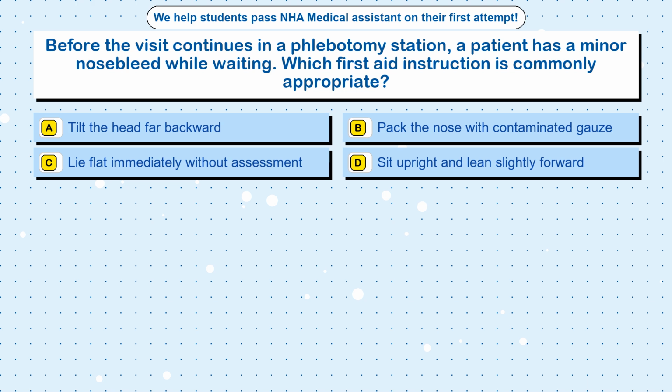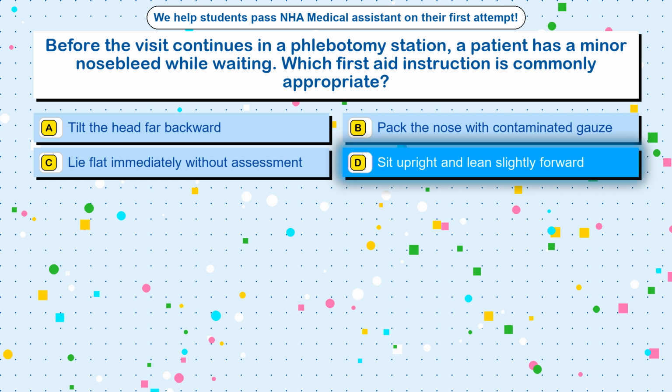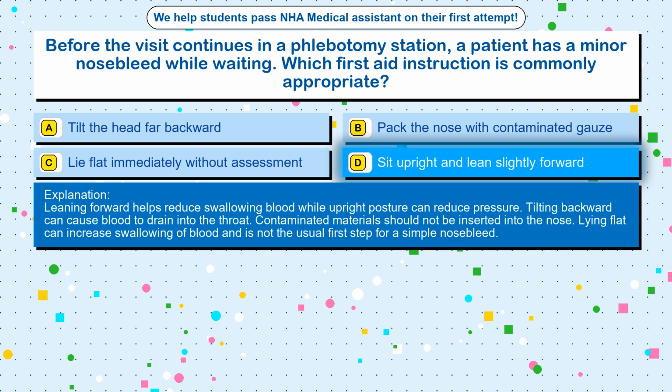Option A. Tilt the head far backward. Option B. Pack the nose with contaminated gauze. Option C. Lie flat immediately without assessment. Option D. Sit upright and lean slightly forward. The correct answer is option D. Sit upright and lean slightly forward. Leaning forward helps reduce swallowing blood while upright posture can reduce pressure.